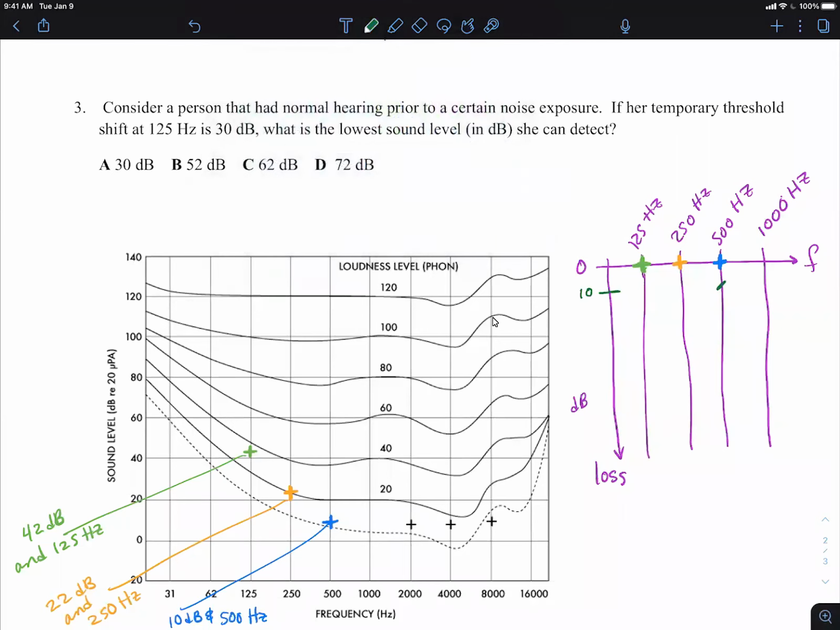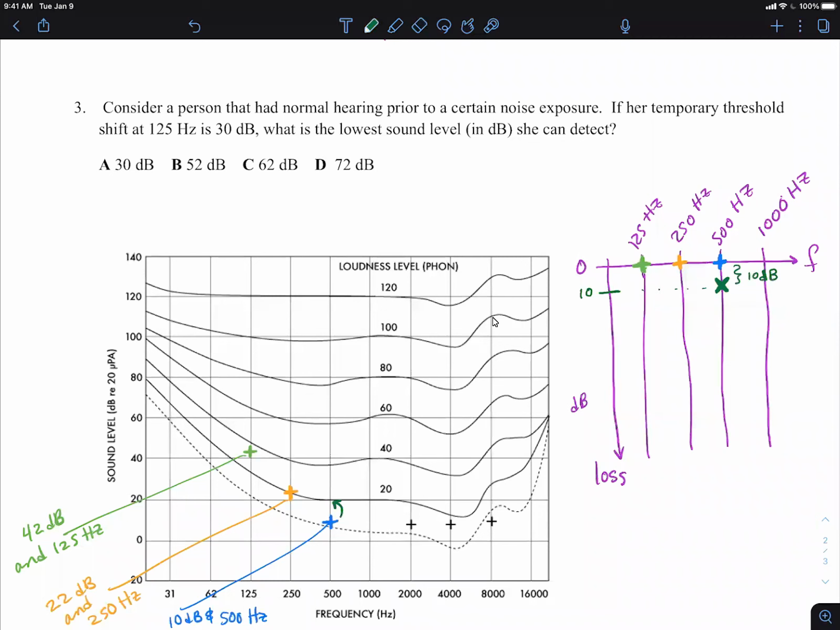Okay, so if someone's X on their audiogram sat right there at 10, that would mean 10 dB of loss at 500 hertz. That means they would need to hear a sound 10 decibels louder in the sound pressure level. So you come over here, you start at the plus, and then you would add 10 decibels.